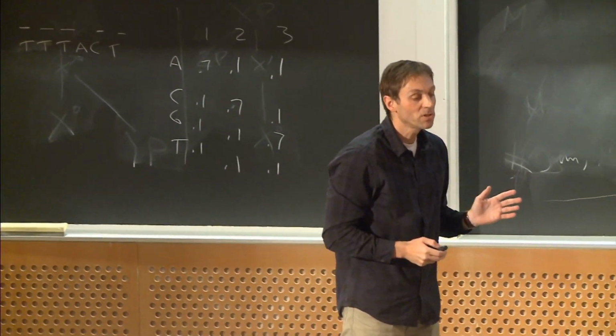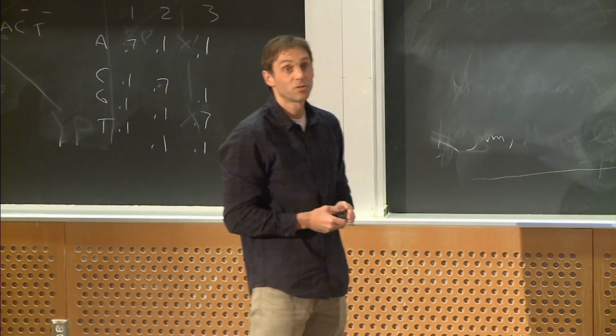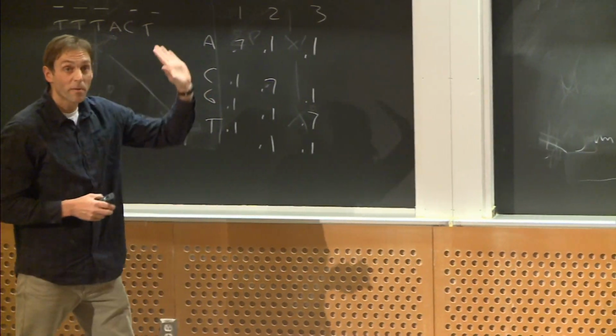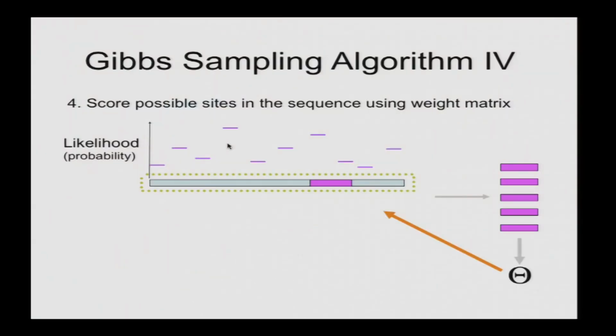And then what you do is you sample from this distribution. Okay, so these probabilities don't necessarily sum to 1, but you renormalize them so that they do sum to 1. You just add them up, divide by the sum. Now they sum to 1, and now you sample those sites in that sequence according to that probability distribution. Okay.